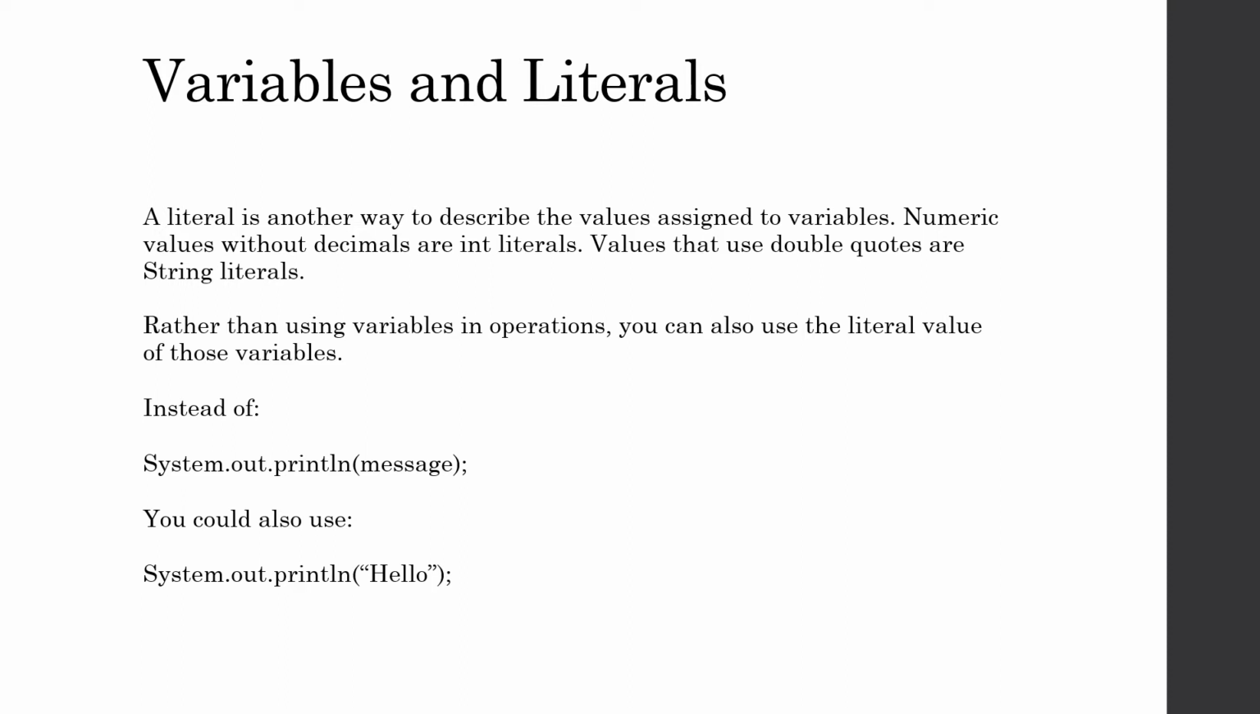If you had wanted to, you could actually swap out the variable with the literal. So for example here, instead of using System.out.println message, you could just replace message with the value that it holds and just use the literal itself. So you could just say System.out.println and then hello. One key thing to keep in mind is that message is a variable, so we don't put double quotes around it, but hello is a string literal, so we do put double quotes around that.